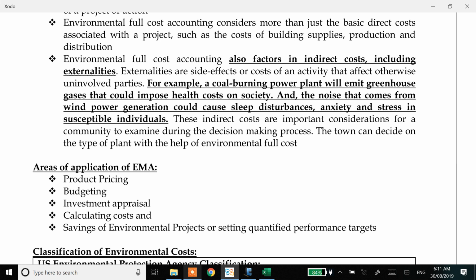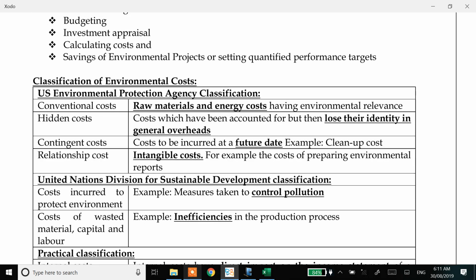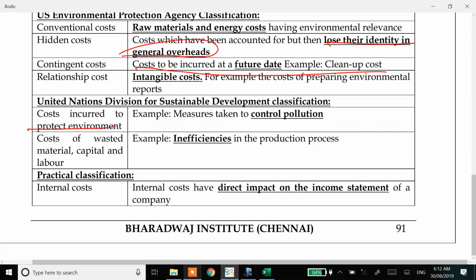Apart from that, there are some other cost classifications. Conventional, hidden, contingent, relationship. This is one way of classifying. Conventional is basically raw materials and energy cost. Hidden is all your overheads. Normally any environmental related cost may get hidden in the form of overheads. Rather than being shown separately, it may lose its identity in general overheads. Contingent cost is future cost which a company may have to incur, and relationship costs are all intangible costs. Then there is another classification: cost incurred to protect the environment, and cost of wasted material, capital and labor.